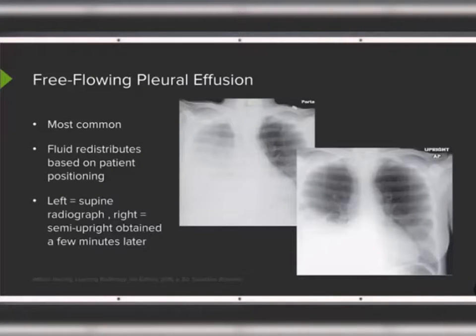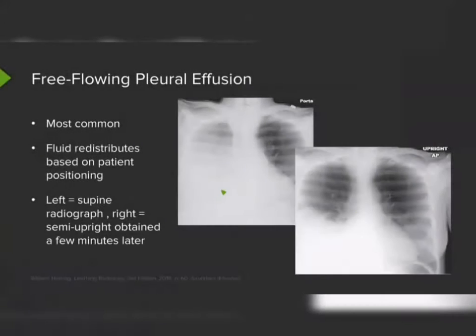So on the left, we see an image of a patient that's supine. You can see that the fluid layers throughout the right lung. The entire right lung appears somewhat hazy, with the apex being a little bit less hazy because more of the fluid is located inferiorly. On the right, you have a semi-upright film, which is obtained a few minutes later in the same patient, and you can see that the fluid has now dropped down inferiorly because the patient has gone into a semi-upright position. And so now the fluid, because of gravity, is a little bit more inferiorly located.